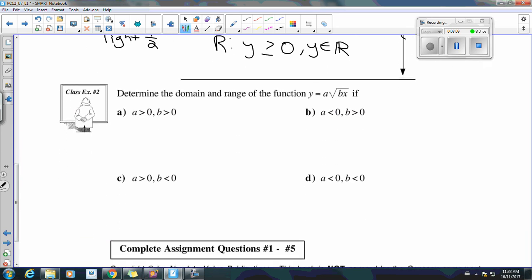Example 2. Determine the domain and range of the function y equals a times the square root of b to the x if a is positive and b is positive. Well, if they're both positive, we only have stretches here. So we know that a stretch doesn't affect our domain and range. Only reflections do, and translations do.